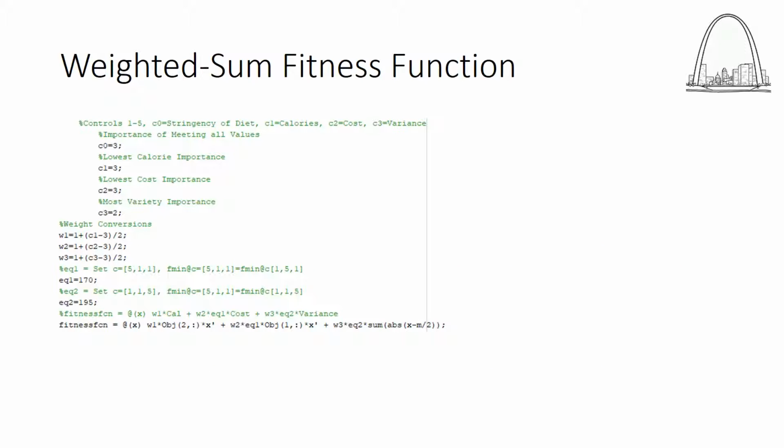So the weighted sum fitness function, first we take in the preferences with those C values. We have weight conversions where a value of 1 will make that objective function not active, and a value of 5 will make that objective function doubly active. And then EQ1 and EQ2 are there to normalize the values of each portion of the objective function in an unweighted manner.